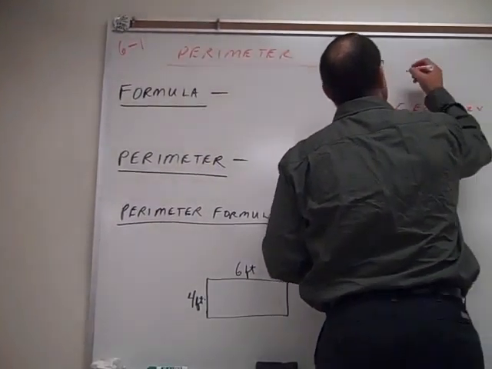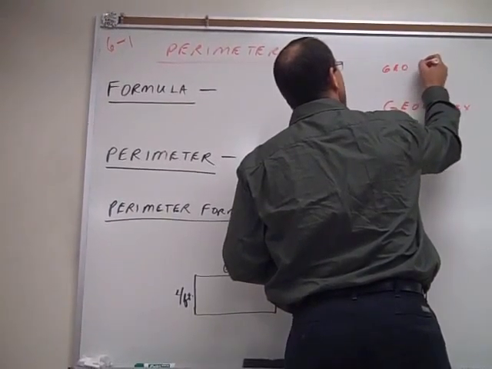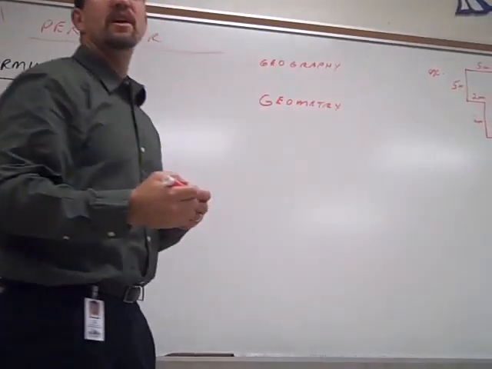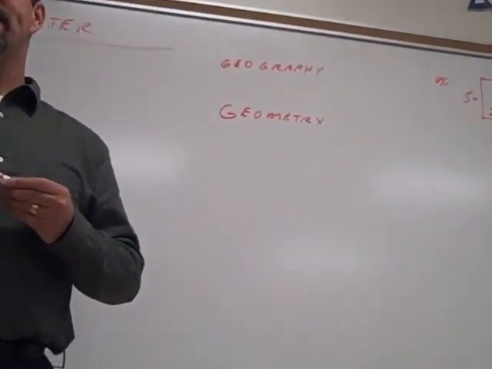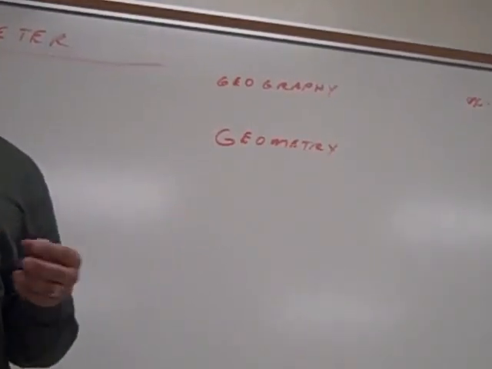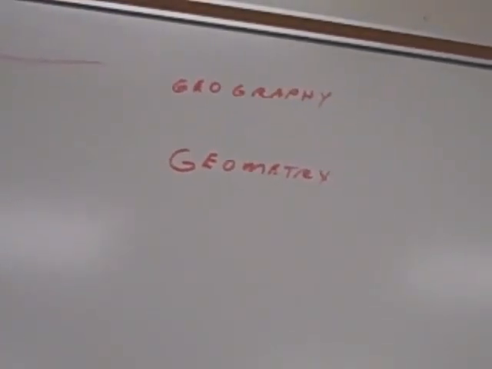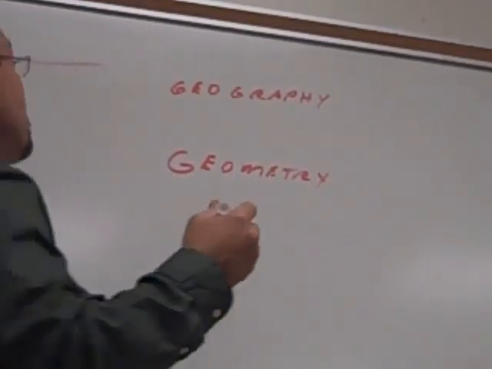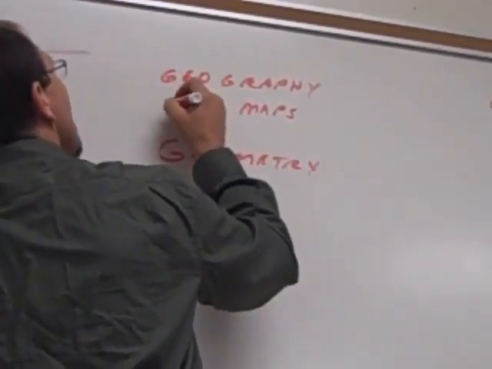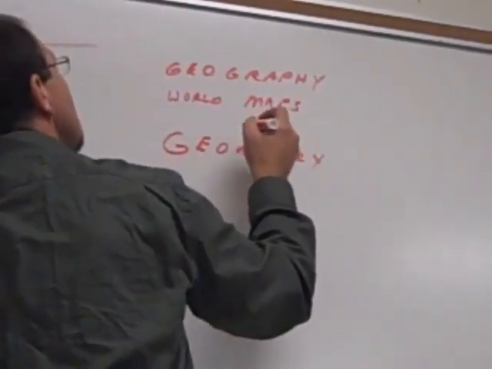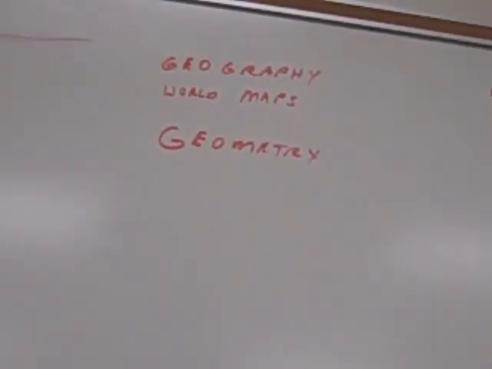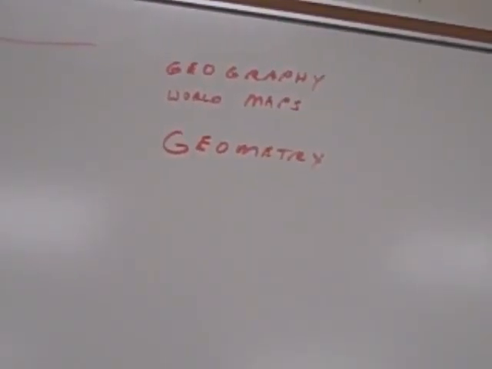Well, have you ever had geography? What did you do in geography class or in your social studies class talking about geography? Maps. Geo means world. World maps for a graphy. Graphs, maps.